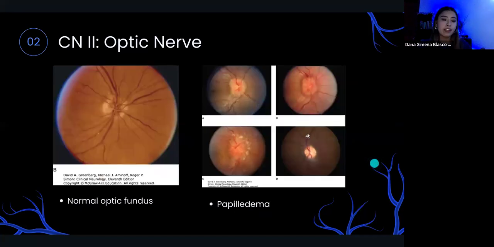So here is a normal optic fundus. We have our normal optic disc over here, but let's see the other side. In contrast, we have a papilledema, and here's a swelling of the optic disc. This is not normal. You can see over here how different it is to have a papilledema, and that's going to be due to an increase in intracranial pressure.